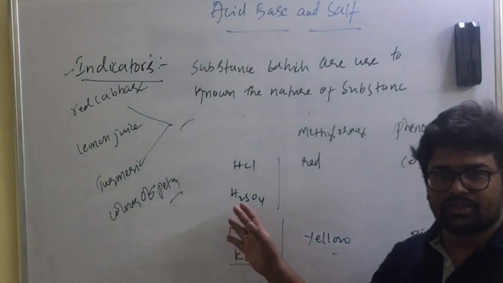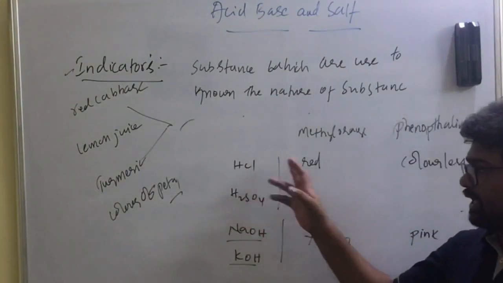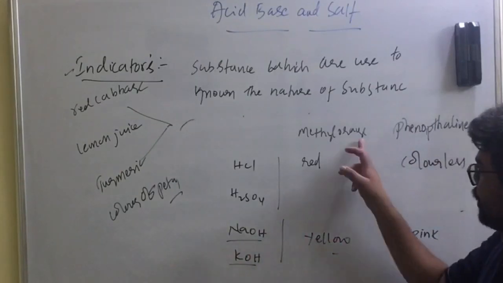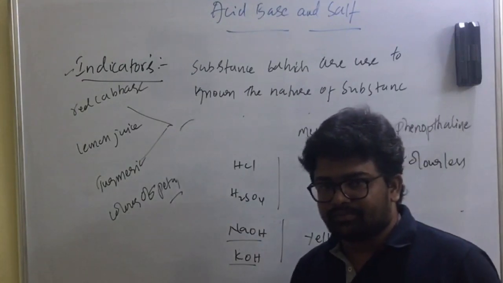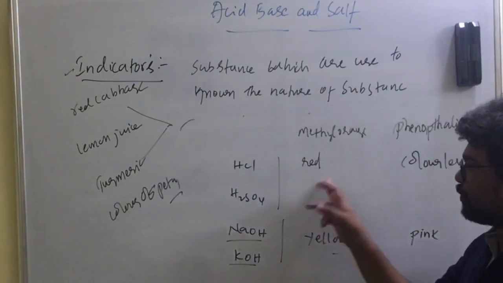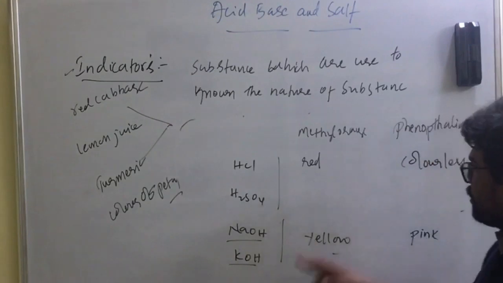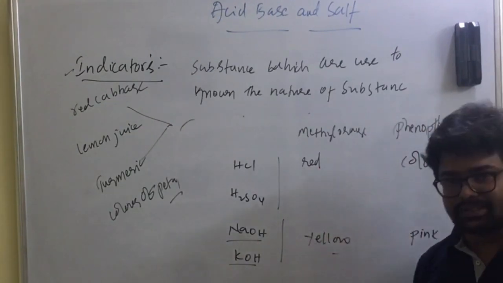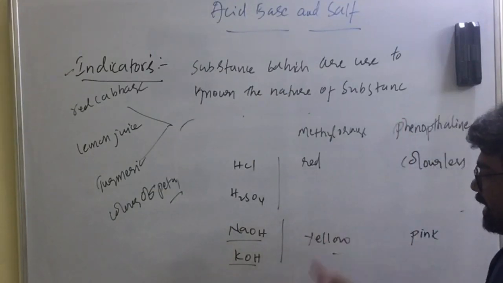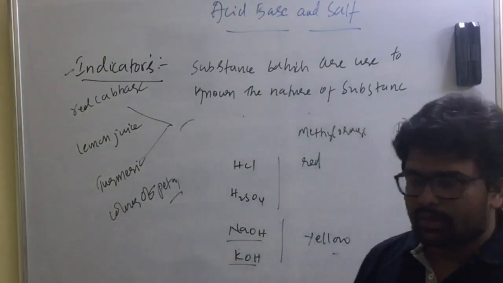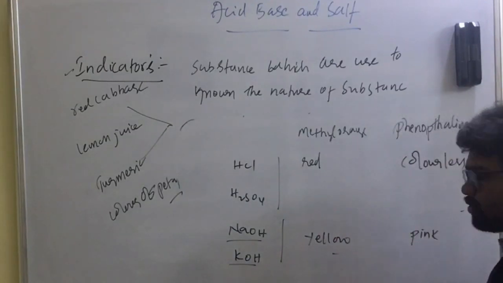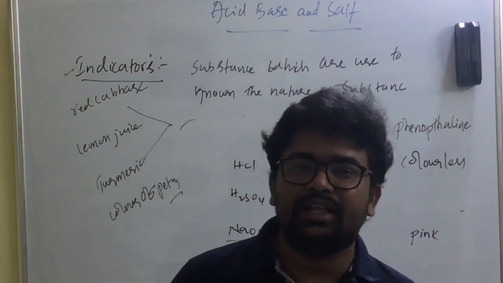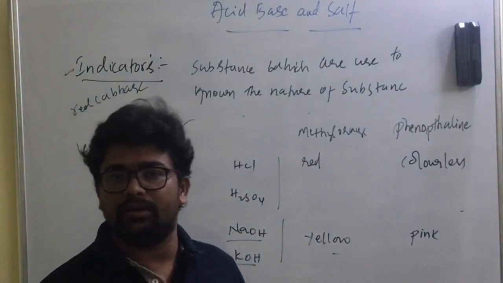So here I have put down some examples. I have taken HCl and H2SO4 as acids, NaOH and KOH as bases. When methyl orange solution is added to HCl and H2SO4, they change to red in color. When phenolphthalein is added to the acids, they change to colorless. When methyl orange is added to bases, it becomes yellow. When phenolphthalein is added to bases, it becomes pink. So by the change in color, we can identify the nature of substance as acidic or basic.